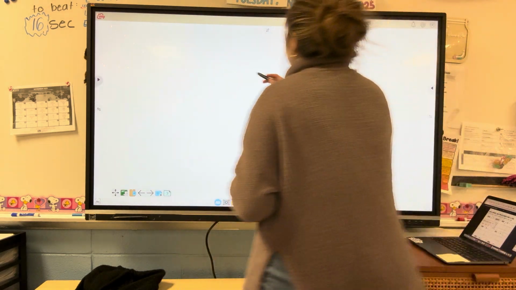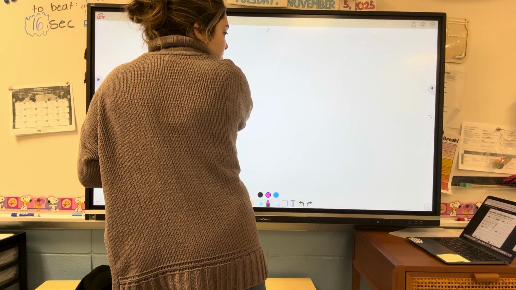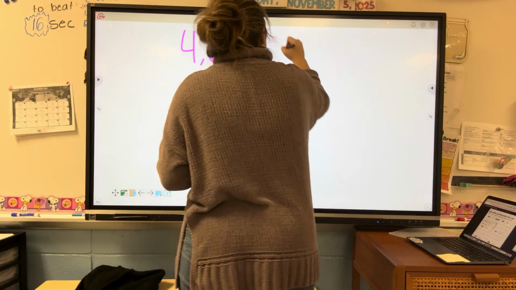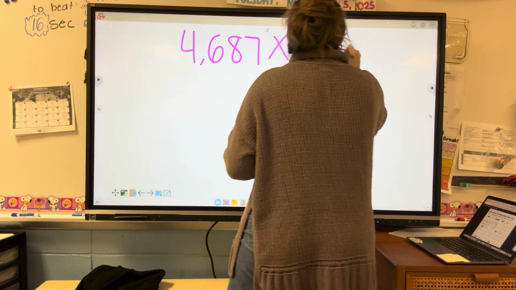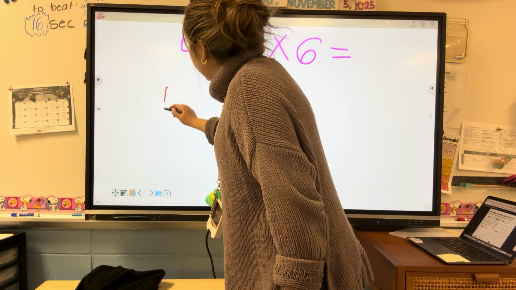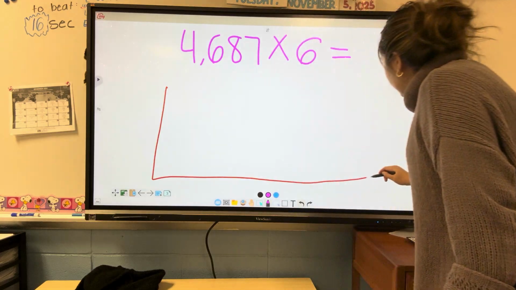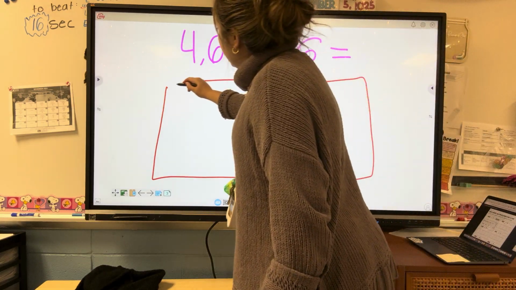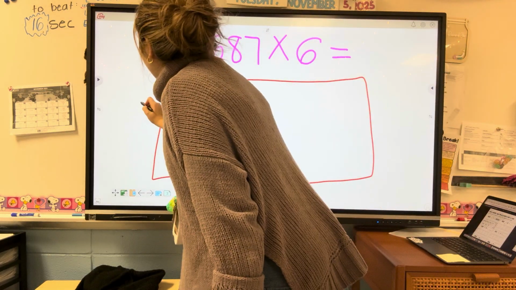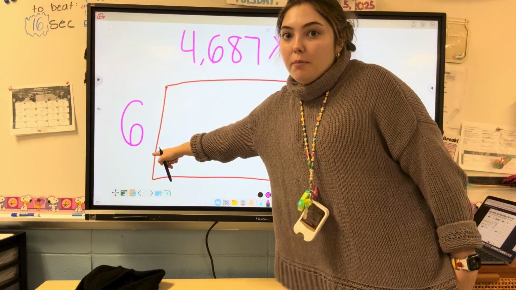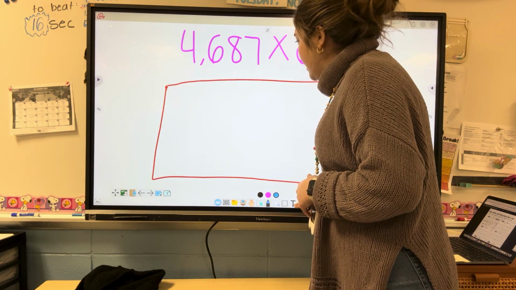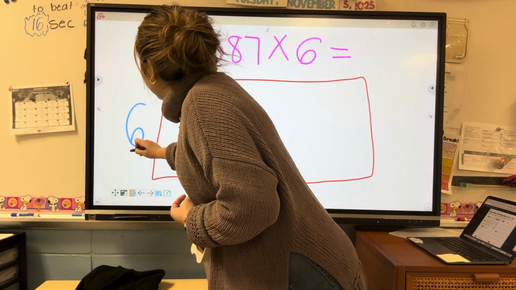So, if I was going to do 4,687 times 6. So I have my problem. I'm going to draw my box. Okay, the number that's all by itself is the number that goes on the left. It's going to be all by itself over here. Now, I'm going to do that in a different color so that I can see that.